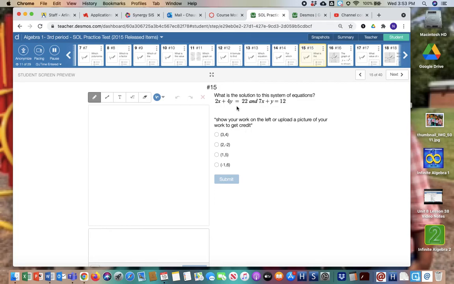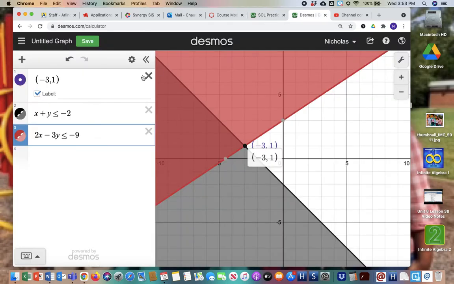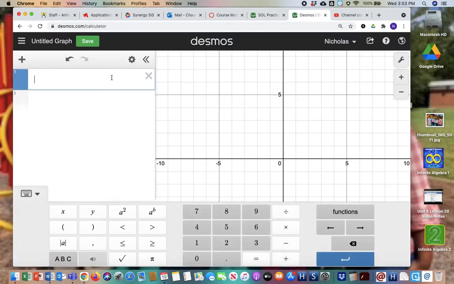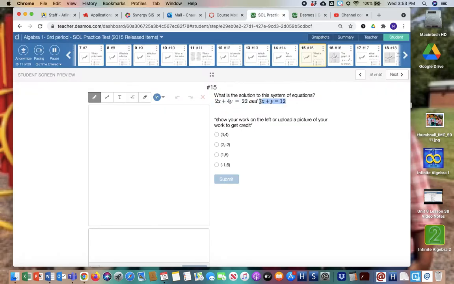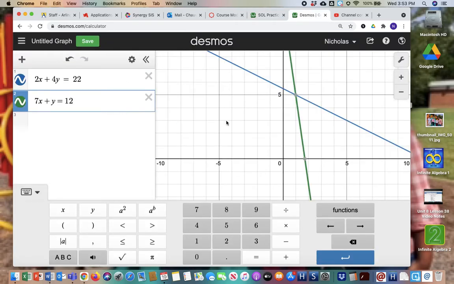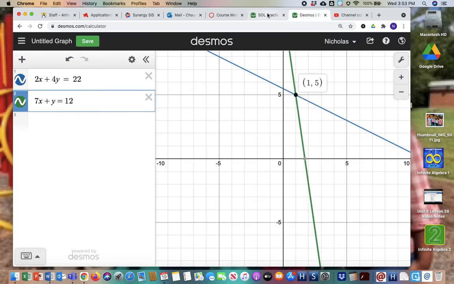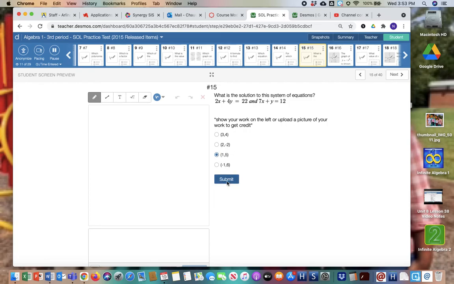All right, what is the solution to this system? Okay, so what we're going to do here is we're going to copy these. Remember, system of equations means we want to look at where they intersect, but there's no shading. So we type this guy in, then we copy and paste this one. We put them both in here. We look for where they intersect. 1, 5. That's my answer.